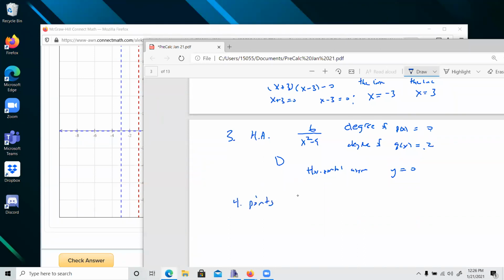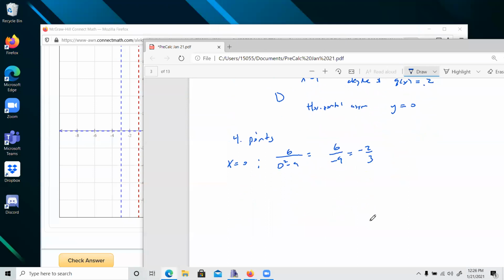And this is where it starts getting tedious here. So how about we pick x equals 0? All right. Well, 6 over 0 squared minus 9. So that's 6 over negative 9, which is negative 2/3. Okay, and because I see the net they cast on this thing, I'm going to have to use the tool to graph that thing. Pick your next favorite point between 0 and 2/3.